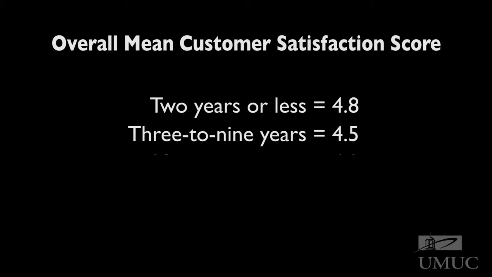Let's suppose that after a randomly chosen training session, to which employees were randomly assigned, the group of newer employees receives an overall mean customer satisfaction score of 4.8 out of 5. The mid-tenure employees, 3 to 9 years, receive a 4.5. And the long tenure employees, more than 10 years, receive a 4.1. On the face of it, these values seem to support our hypothesis. 4.8 is greater than 4.5, and both of these are greater than 4.1.